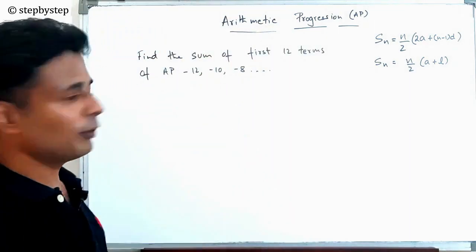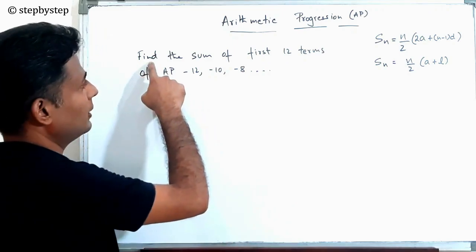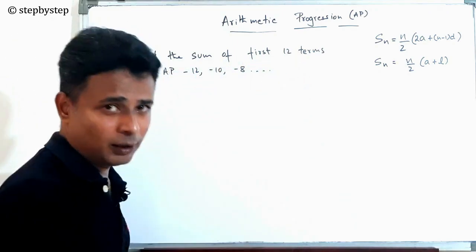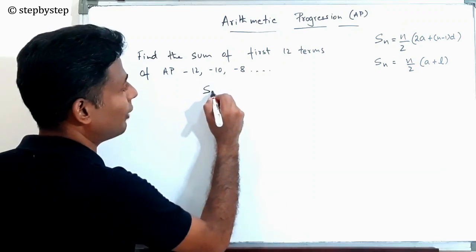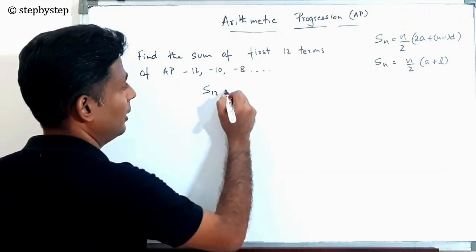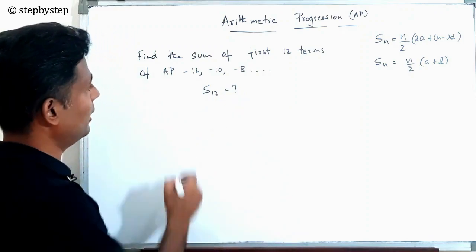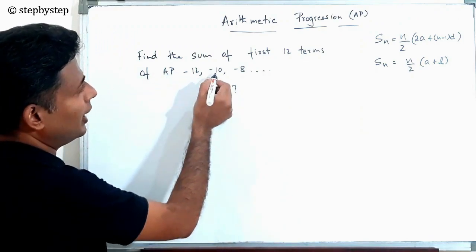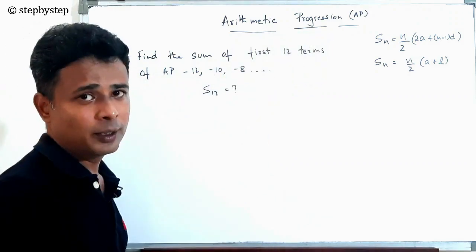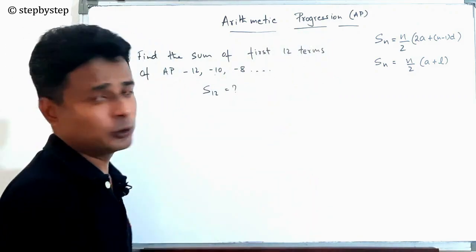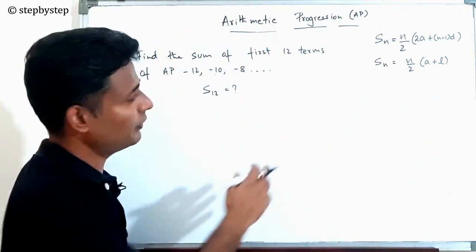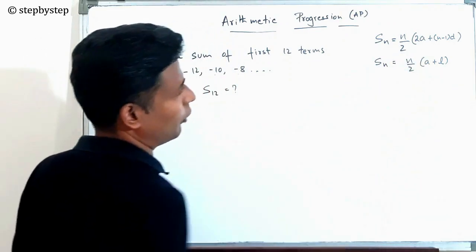Alright guys, we'll solve a problem now. The question is, find the sum of the first 12 terms, which means they have asked us to find S_12, of the AP minus 12, minus 10, minus 8, and so on. Alright, now which formula will we use? Do we know the last term? No, which means we cannot use this one. We'll be using the other formula.